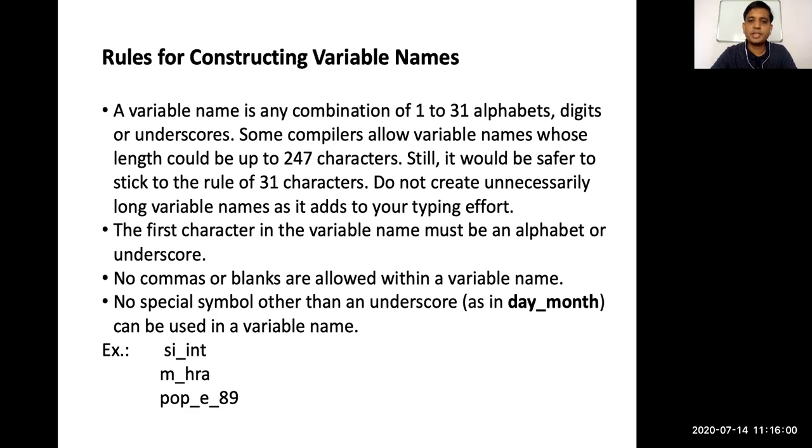Suppose you want to create a variable with the name my name. If you write my and name with a space, it is not a valid variable name. Instead, you can put an underscore between the two words: my underscore name. Comma is also not allowed. No special symbol other than underscore is allowed. Here are some examples for creating variables: si_int, m_hra, pop_e_89. If these variable names satisfy all the rules, then you can say that these are valid variable names.